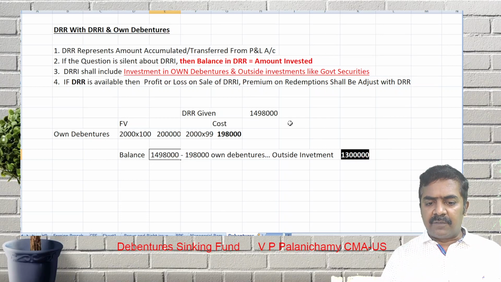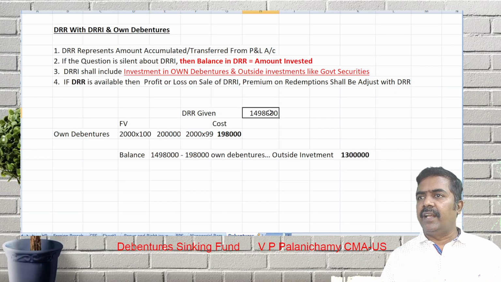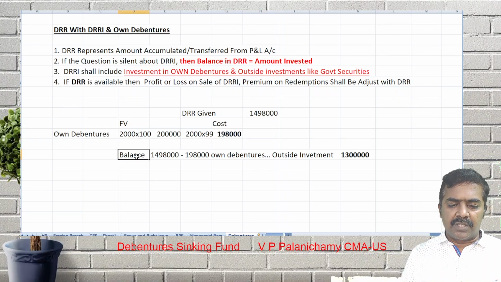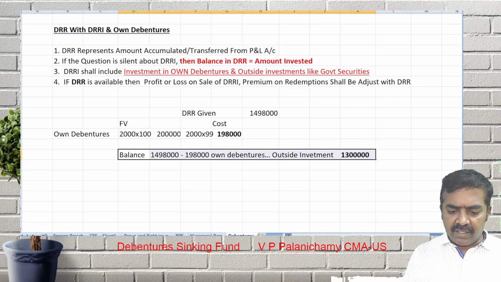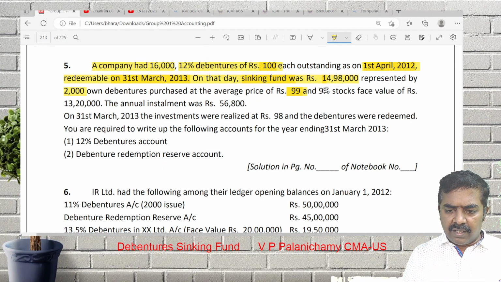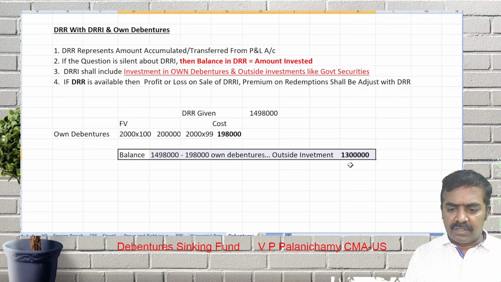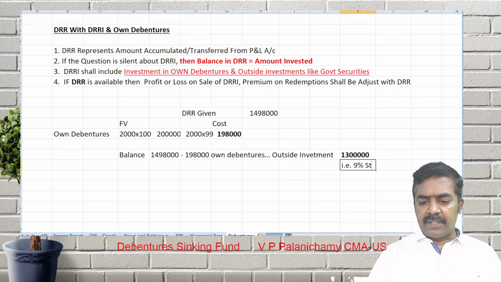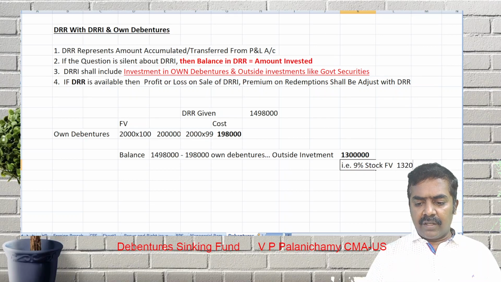It is very simple. What is the fund available? 14,98,000. That is equal to investment. How much have we invested in own debentures? 1,98,000. Now, how much would the outside investments be? 13 lakhs. Now read the question. 9% stock having a face value of how much? 13,20,000. They have given only the details of this. This is nothing but the 9% stock face value, 13,20,000.